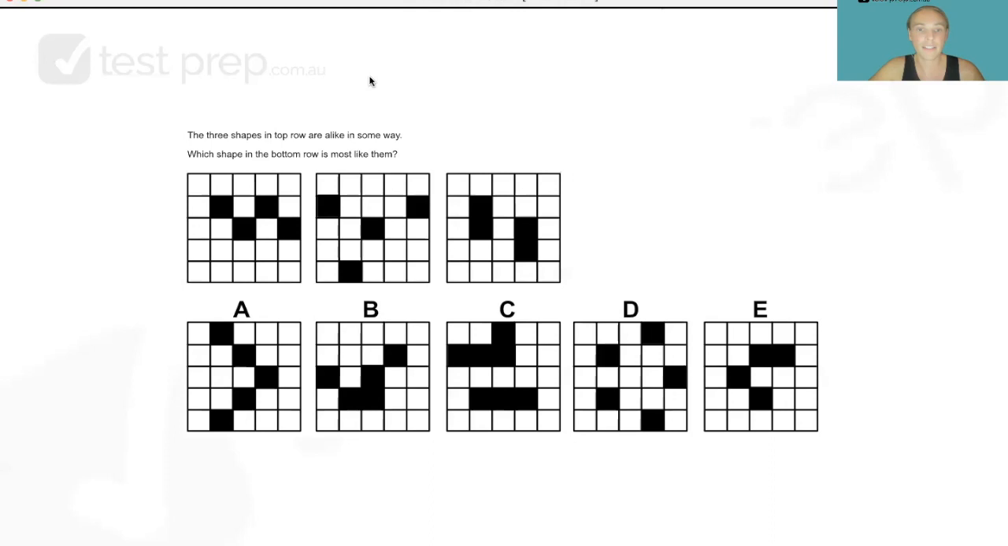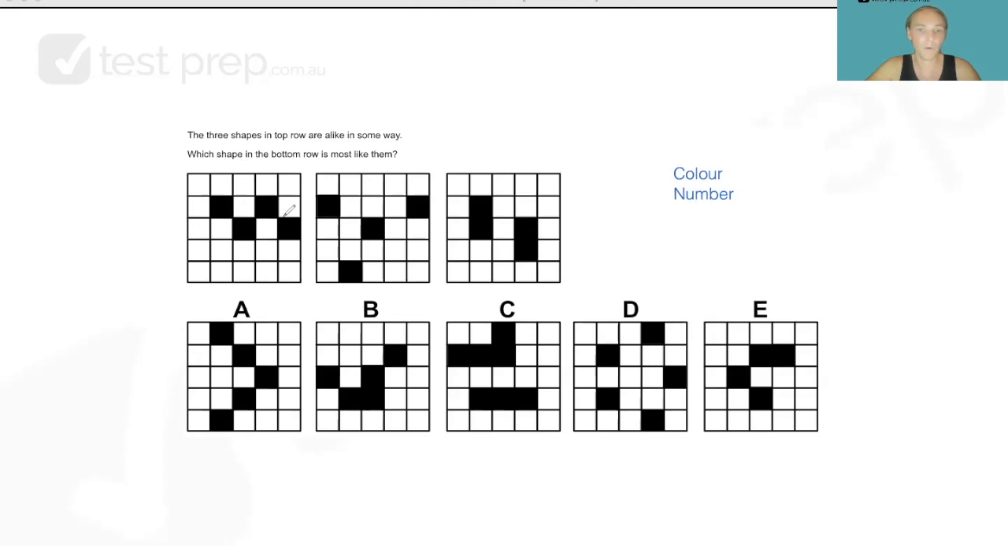All right, so this is one of our first style, which says 3 of the shapes in the top row are alike in some way. Which one in the bottom is most like them? So we can see there's a range of things going on here, but some of the things we might want to start to consider looking at is color. So of course, everything here, you've got white squares, black squares. We might want to look at number, so the number of shapes we've got here. So that might be a strategy we've got here.